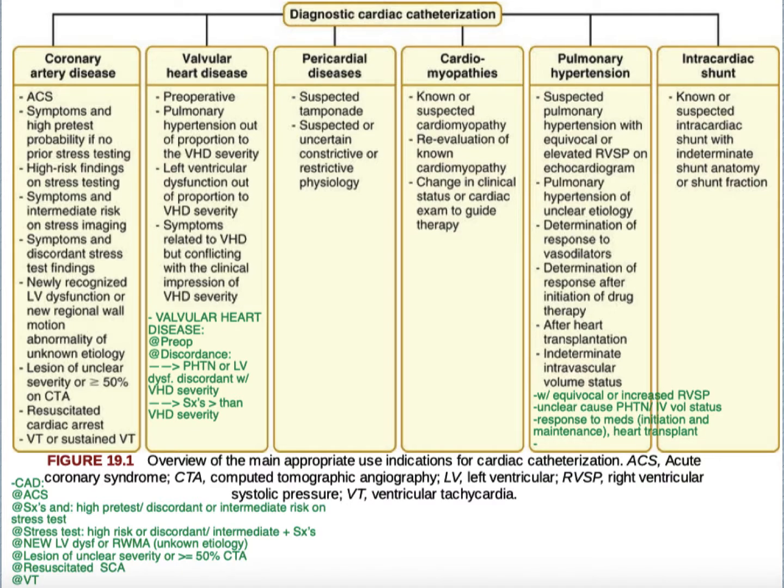In pulmonary hypertension, if there's equivocal or increased right ventricular systolic pressure, if there is an unclear cause for the pulmonary hypertension, or unclear intravascular volume status, and response to medications. Before initiating these medications, of course, you want to know they're working in this context, reducing the pulmonary hypertension, and you want to know that the effects are maintained over time. Also in heart transplantation and in intracardiac shunts, to determine the anatomy and physiology.